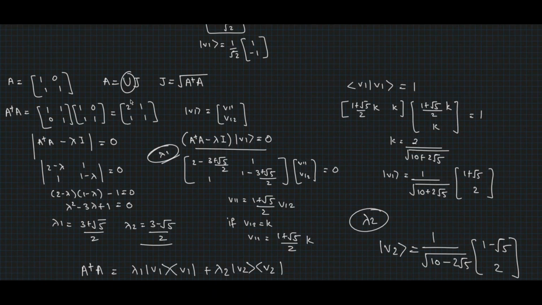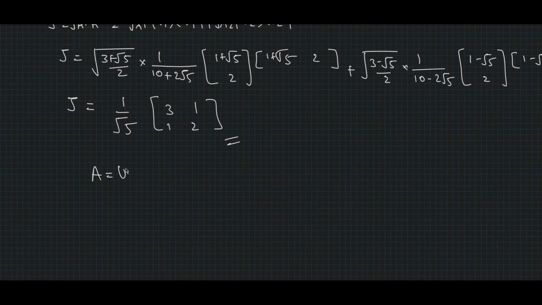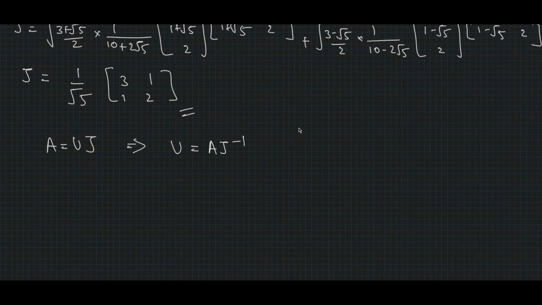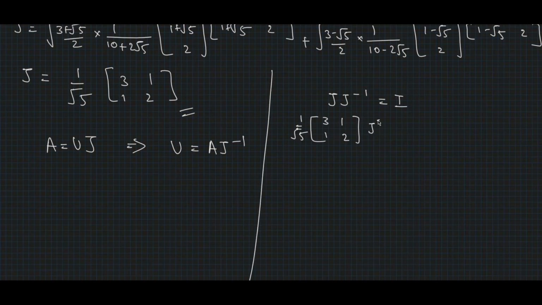Now in order to find u, we have A equal to uj, which implies u would be unique for A and j such that u would be equal to A j inverse. So we have already found j, and in order to find u, we need to find j inverse. We have j given by this matrix, so we know j into j inverse will be equal to I. Therefore 1 by root 5 times (3, 1; 1, 2) into j inverse will be equal to (1, 0; 0, 1).